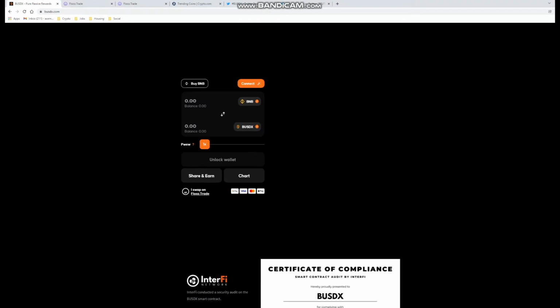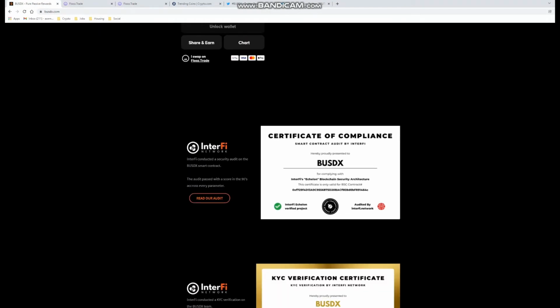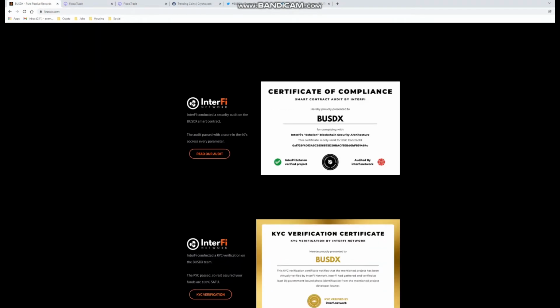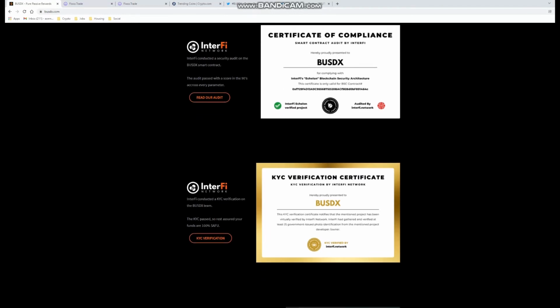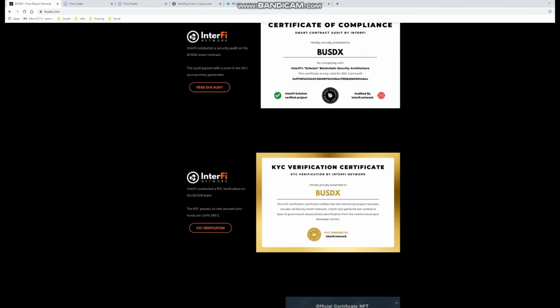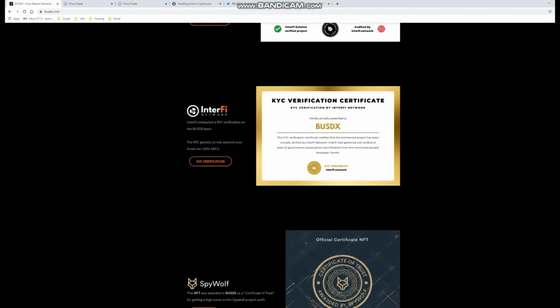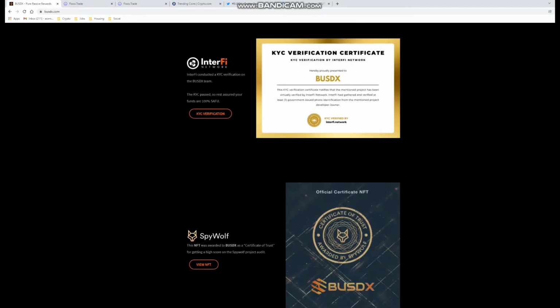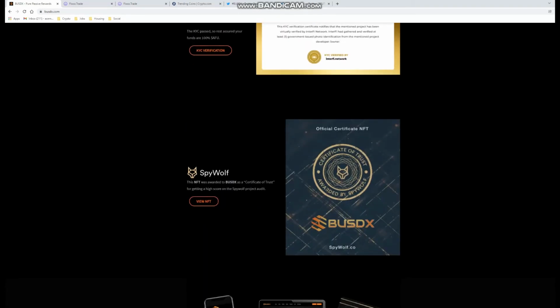One of the things I like is the fact that they're certified. They did KYC, which is very important, guys. This is where they have to hand in their IDs and their information, even social security numbers. They had to verify all that stuff. And they even came through with SpyWolf, which gave them an NFT as a certificate of trust.